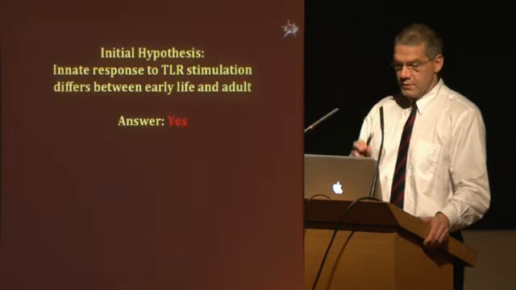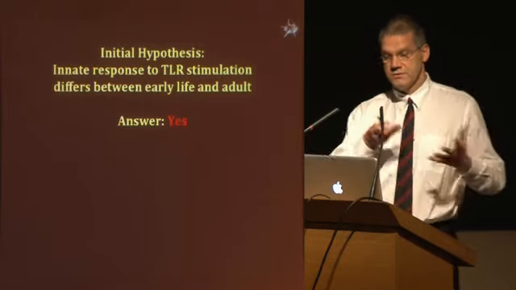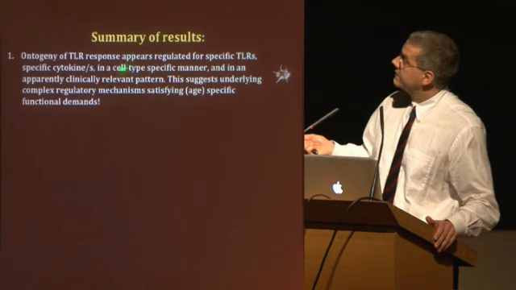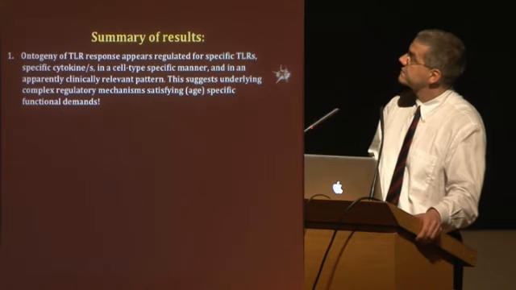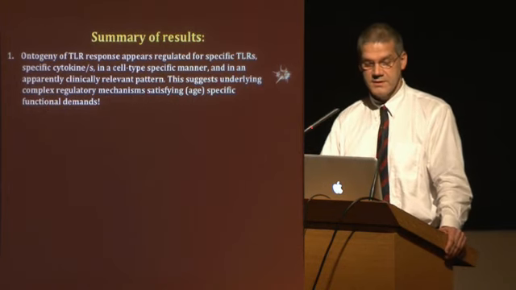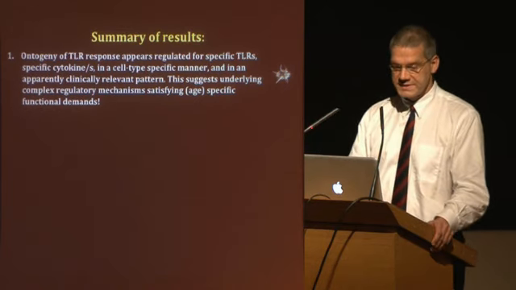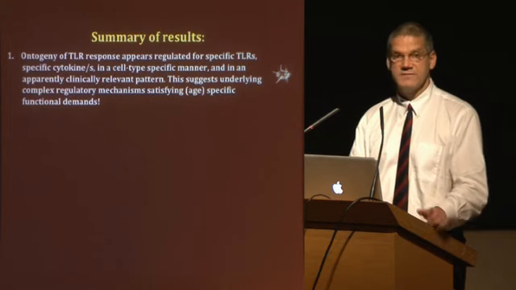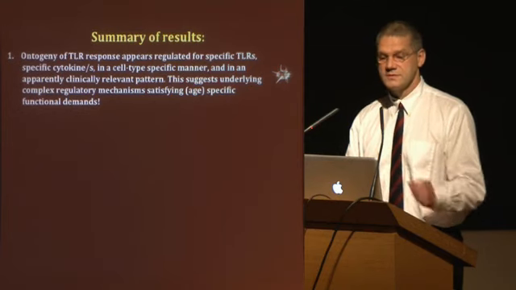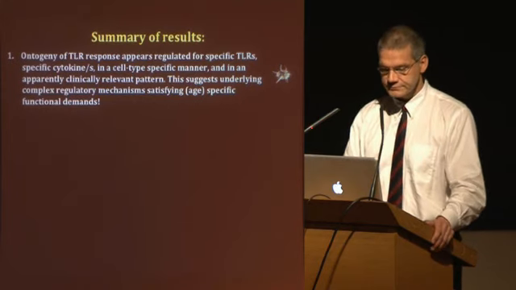Now, with this, we've answered our initial hypothesis. There is a difference in innate cytokine production to TLR stimulation between early and adult life. That's pretty simple. And this is just a summary of what I've shown you: ontogeny, meaning the development of the toll-like receptor response, is regulated for specific toll-like receptors and specific cytokines in a cell-specific manner and in an apparently clinically relevant pattern. This suggests underlying complex regulatory mechanisms that satisfy age-specific functional demands. This is why I think the word immature, which means not ripe, not perfect, is inappropriate to use in this context, because it satisfies the neonatal or early infant demands.